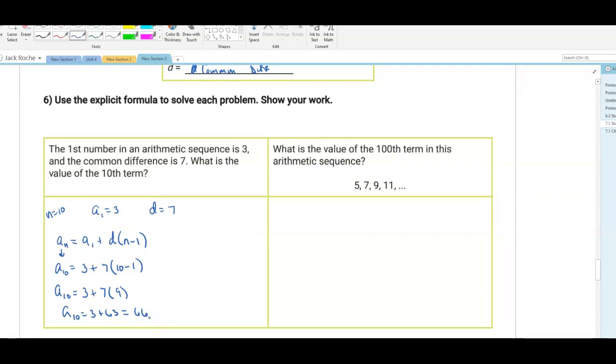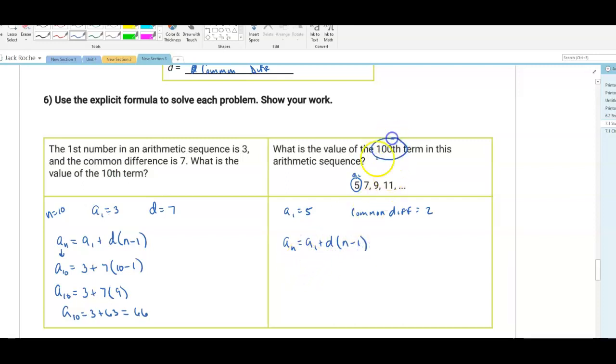Alright, so again, these formulas are completely different from each other, but both of them use the first term and common difference differently. When I look at the next one, what is my first term? This here is my a sub 1, so that is 5. What is my common difference? What am I going up each time? I'm going up 2 each time. So, a sub n equals a sub 1 plus my common difference times n minus 1.